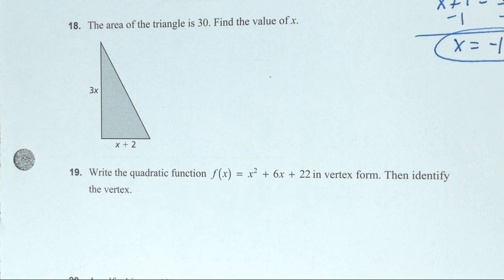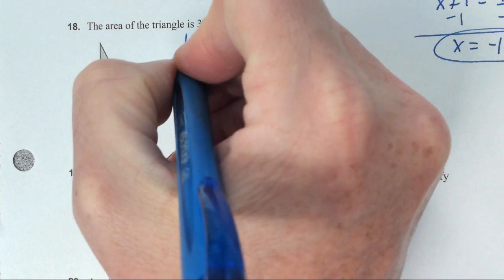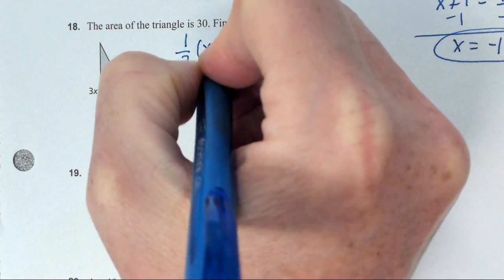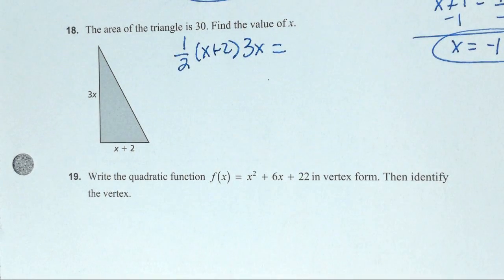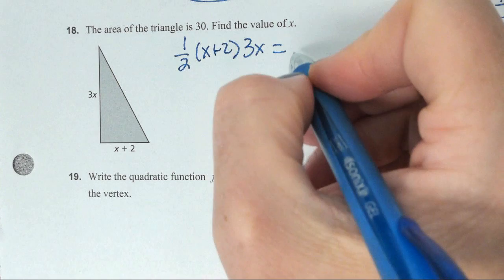Anybody know anything that could be helpful? You could do 1/2 of 3x times... Okay, so you're saying we should do 1/2 base times height. What does that have to equal then? 30, right.